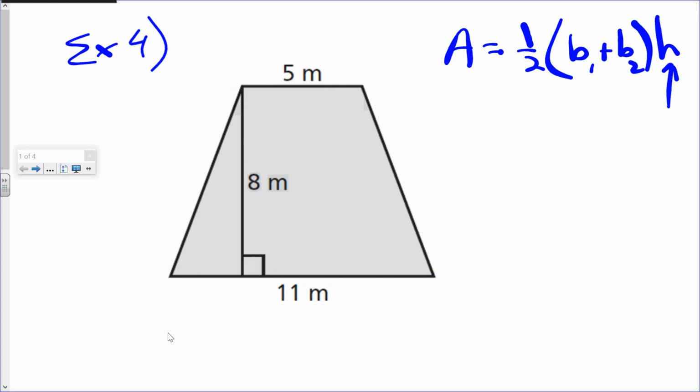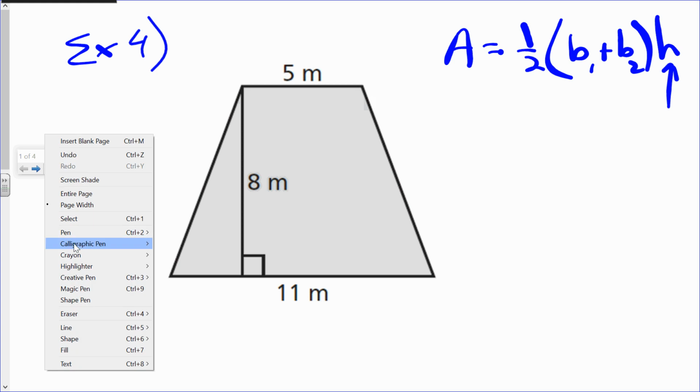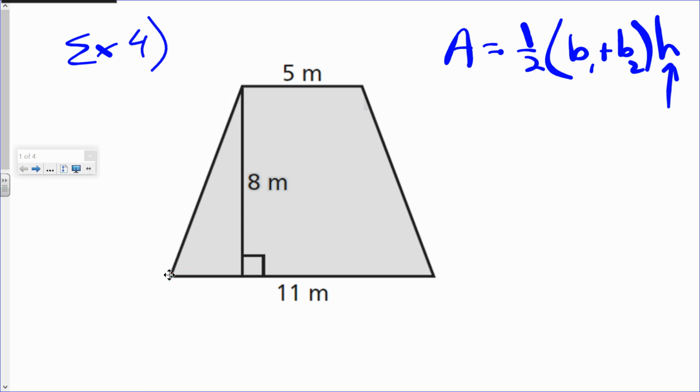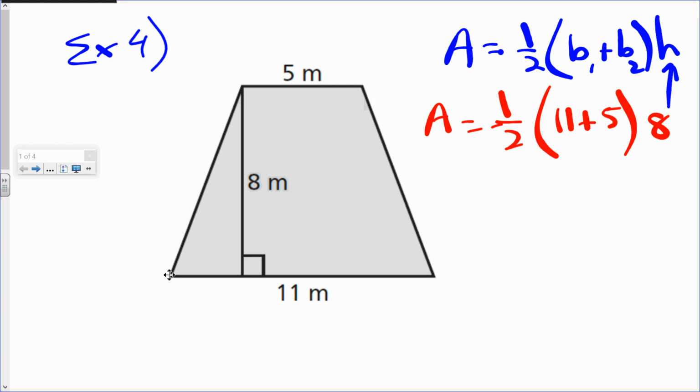Here we go. I'll go red for now. Area then is 1/2. The first base I'll put is 11. The second base is 5. Remember that the two sides are parallel. Times the height, which is 8. Nice.